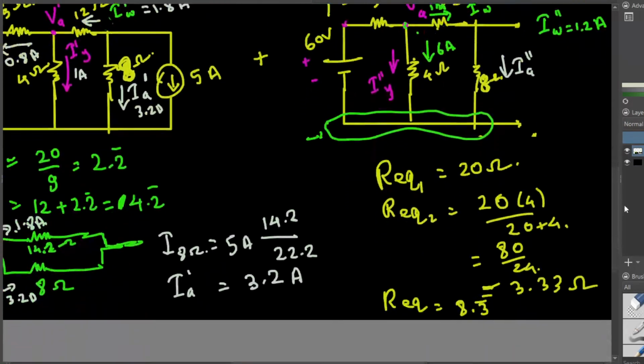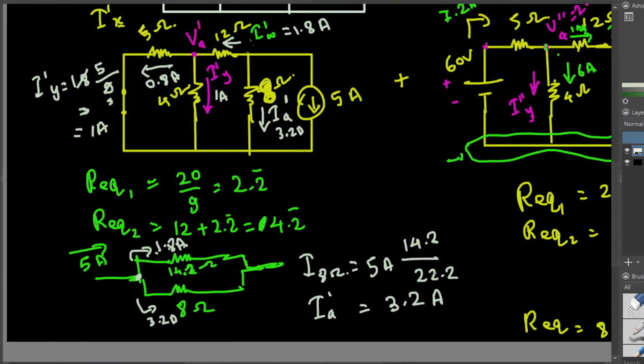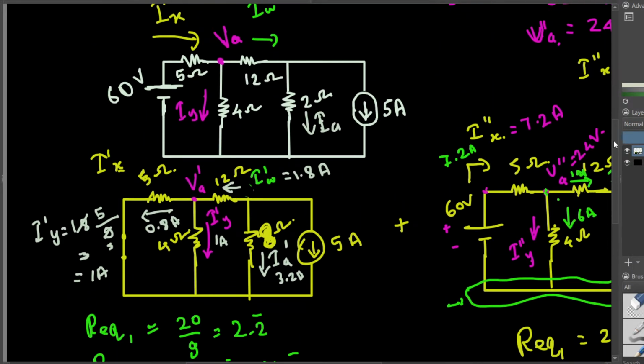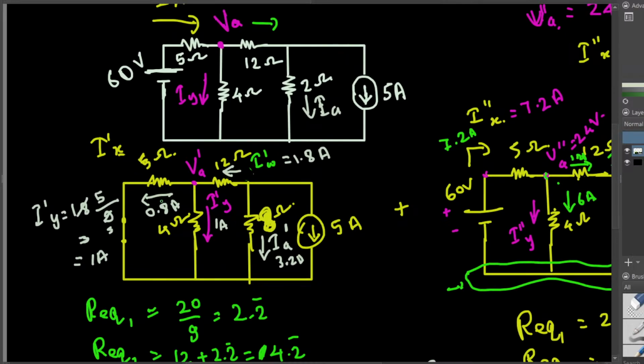I made a lot of mess. Let me see if I find out something and solve for it. So let's start with IX. IX here is in the opposite direction of this. So let's find out the IX. IX is equivalent to I prime of X plus I double prime of X. I prime of X is 0.8 ampere in this direction and 7.2 ampere in the opposite direction.